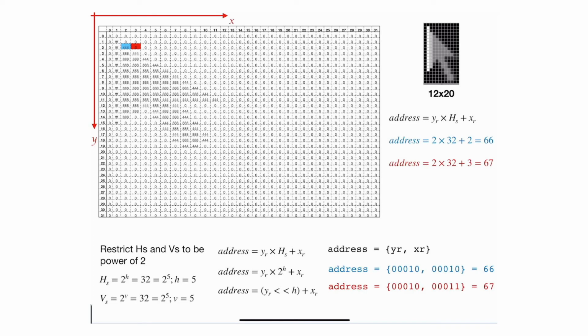If you think about it, the Y of R has been shifted by the number of bits necessary for X of R, and then you concatenate both numbers to get that address. So let's see, this particular blue tells me I have the Y of R is 2 and the X of R is 2, and both of them are 5 bits. So I have 5 bits for the X of R and 5 bits for the Y of R. If you concatenate these, you'll get that 66 in decimal. The same goes in here, and you'll get 67. So now I've reduced that multiplication and addition to just a concatenation of two numbers that I'm already generating.